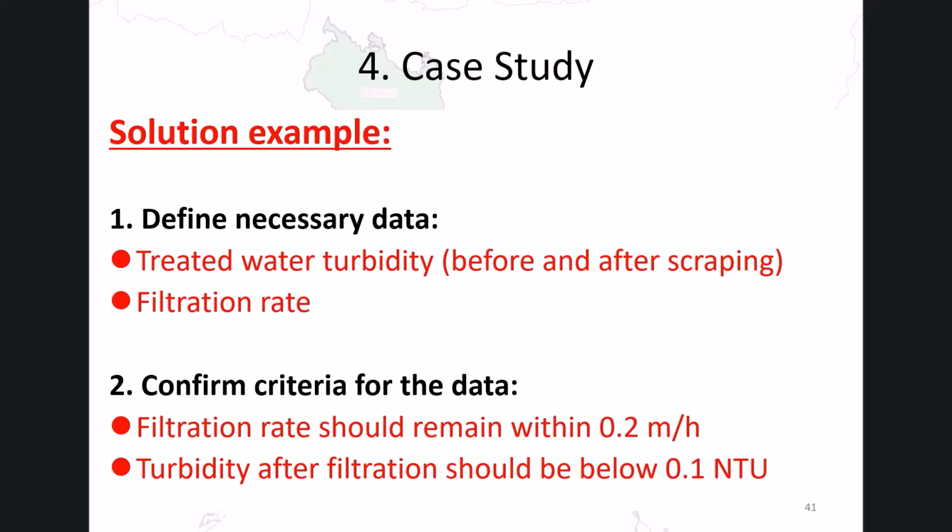Then, let's confirm the criteria for the data. Filtration rate should remain around 0.2 meters per hour. And turbidity after filtration should be below 0.1 NTU. The criteria for judgment are recalled from the design values. These two values alone provide strong evidence for diagnosing the problem.